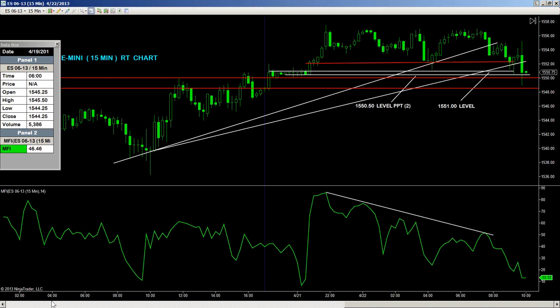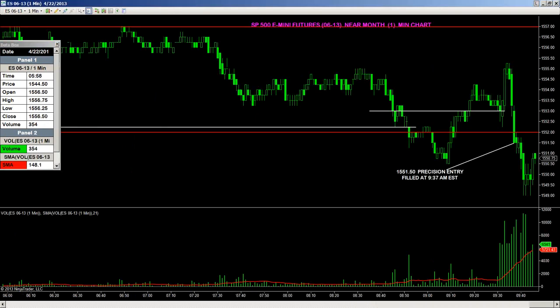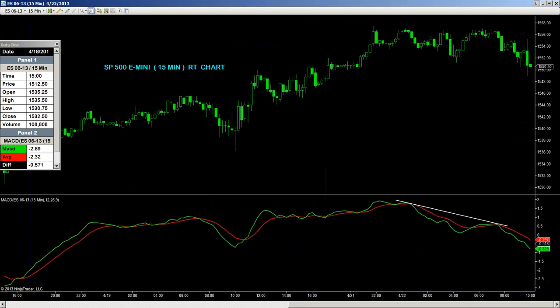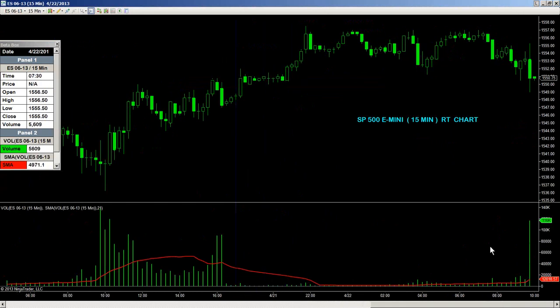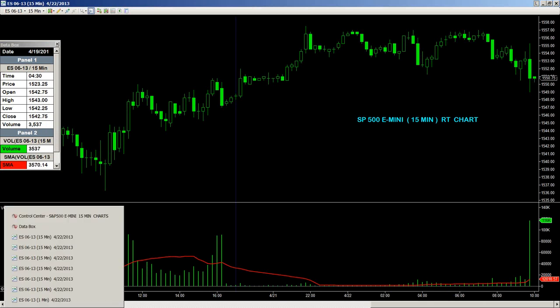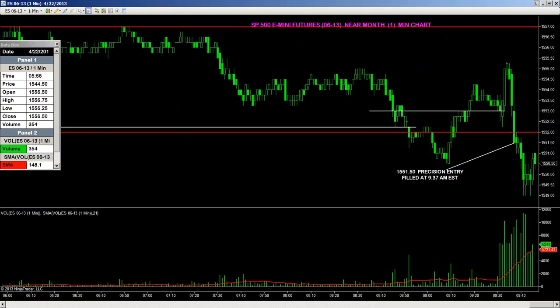Now, the money flow index has not bottomed out yet. A little bit of sideways movement here. We have the Chaikin money flow, which has fallen off, and the momentum is still in our favor to the downside. Stochastics, MACD, and the volume obviously here in the opening of today's equity session. Little up movement here.